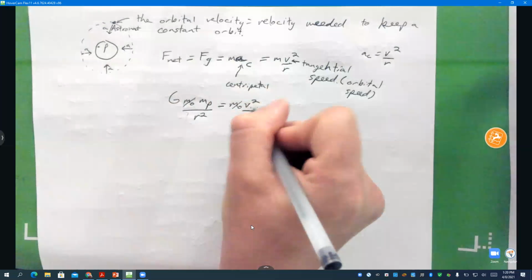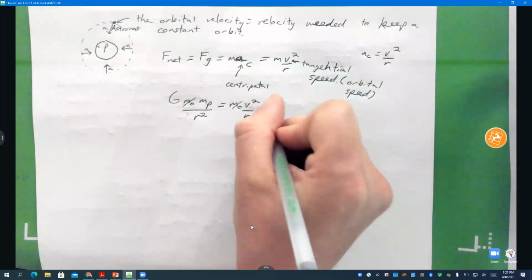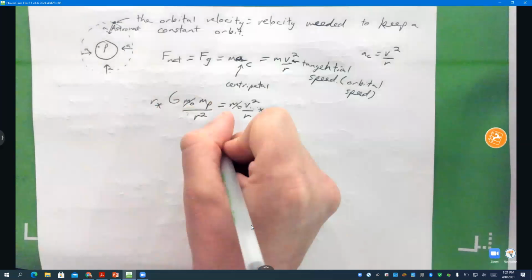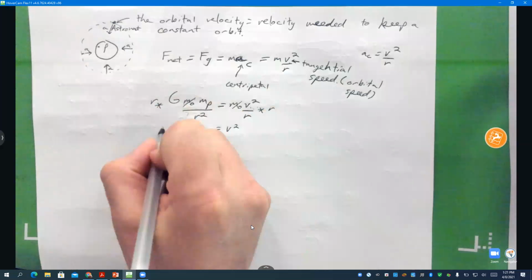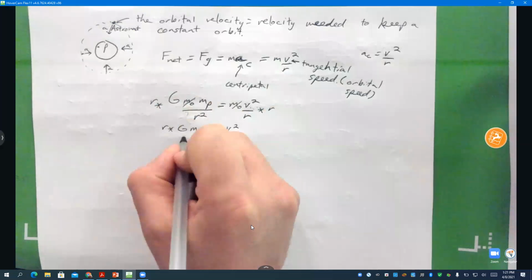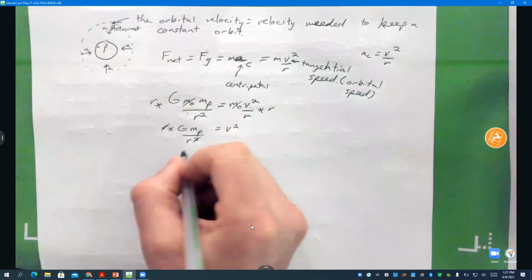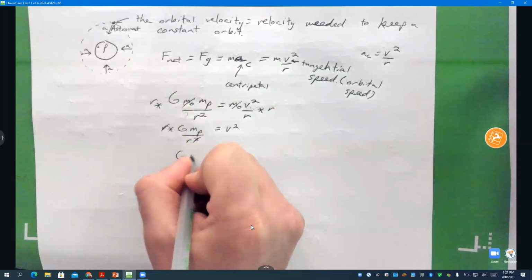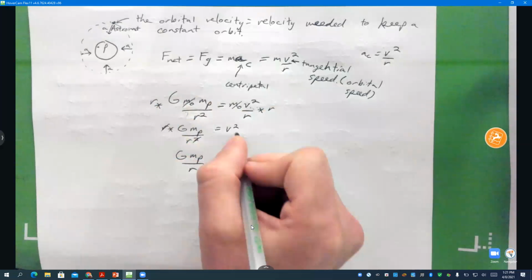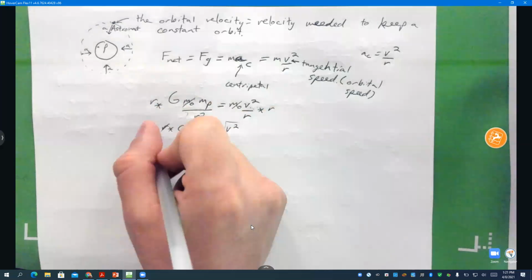And we want to isolate this by itself. So we'll multiply both sides by r. And we get v squared equals r times G m_p over r squared. One of these is going to cancel, and we are left with G m_p over r. If we want, again, to solve for v, we're going to take the square root of both sides.